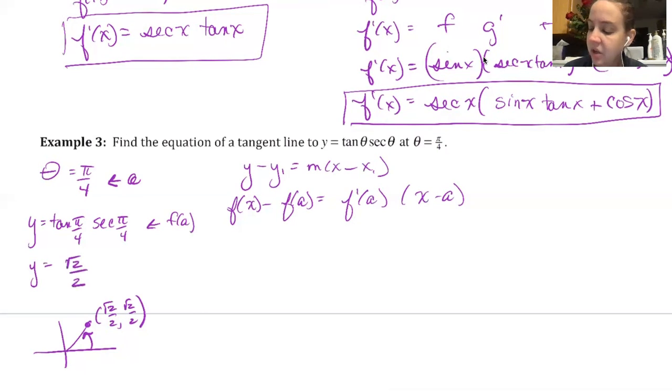Tangent of pi over 4 is root 2 over 2. Secant is related to cosine. Cosine is your x-coordinate, but you want the reciprocal of it. You're going to flip it over. So it's 2 over root 2. So if I've got root 2 over 2 and 2 over root 2, oh, I did tangent wrong, didn't I? Oh, I totally did.